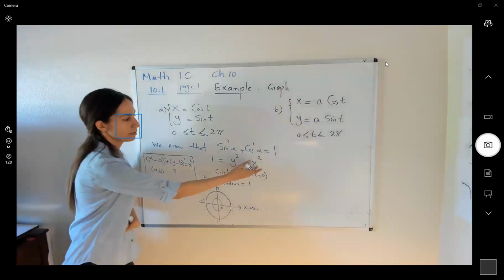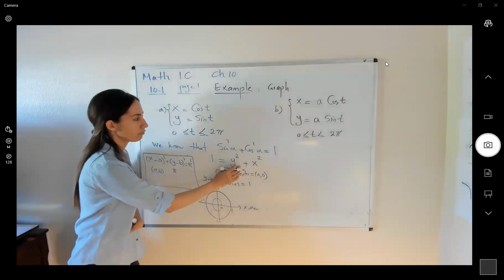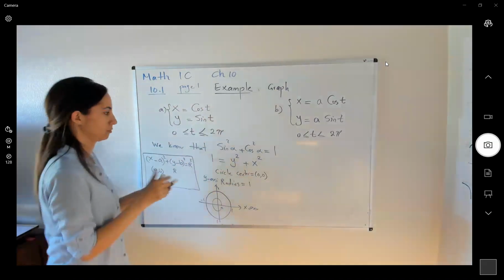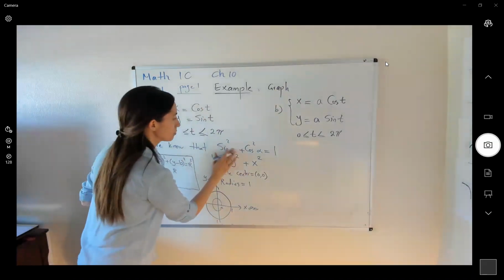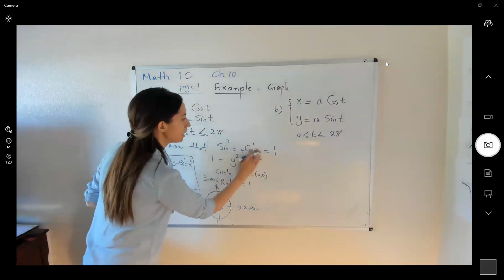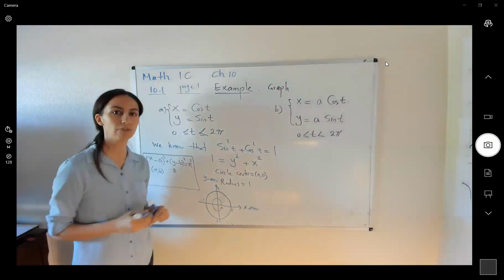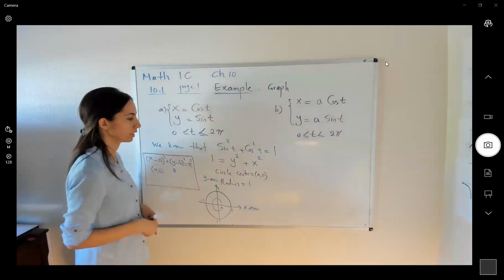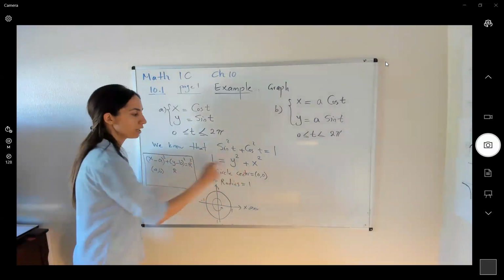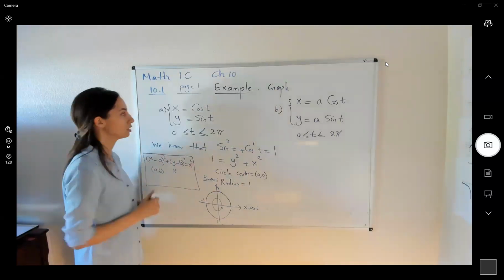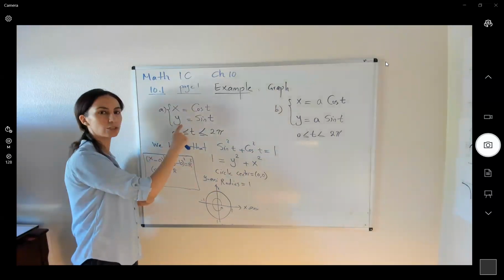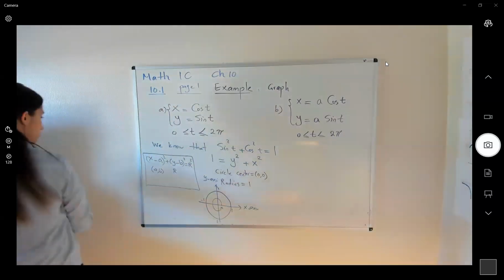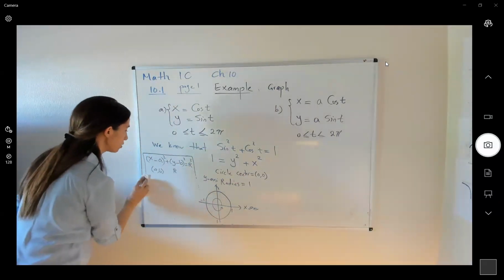So I got rid of variable t. If you replace this guy by any other variable, instead of alpha, you can use theta, you can use t, you can use any variable you like. I got the equation of a unit circle. So this parametric equation is nothing but a unit circle. So this is your conclusion.